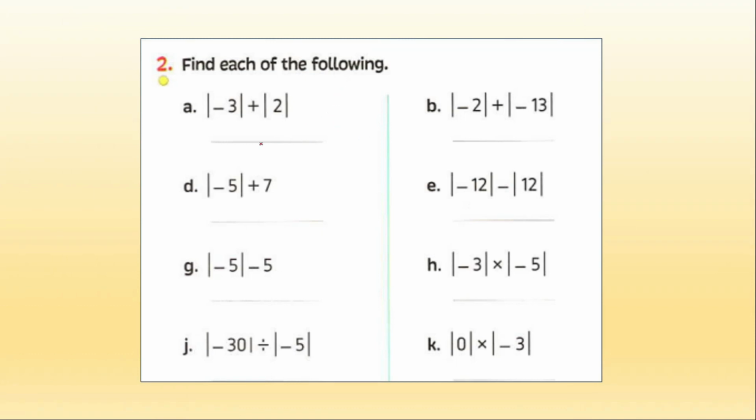Okay, find each of the following. Number 1, absolute negative 3 plus absolute 2. Here the absolute makes the number 3, plus 2 equals 5. Letter B, absolute negative 2 plus absolute negative 13. First we fix the numbers: this will be 2, we cancel the negative, plus this will be 13 without the negative, equals 2 plus 13 equals 15. Next one, absolute negative 5 plus 7. Absolute negative 5 equals 5, plus 7 equals 12.